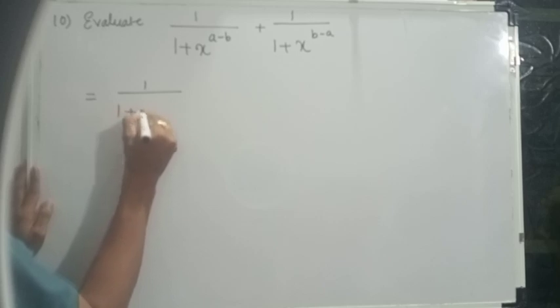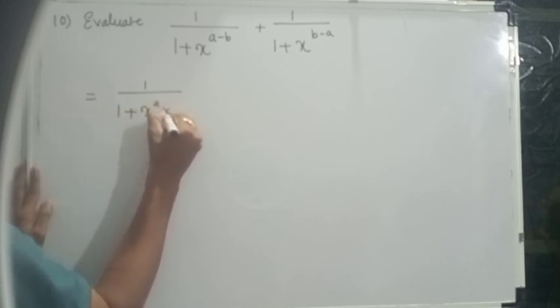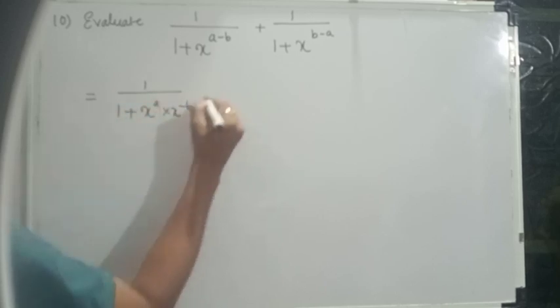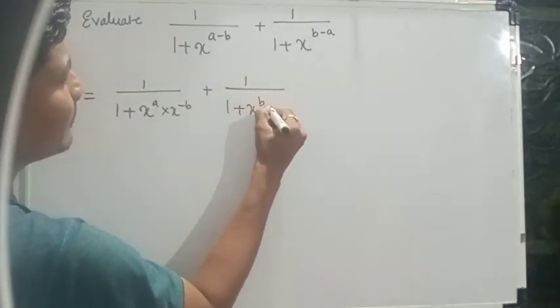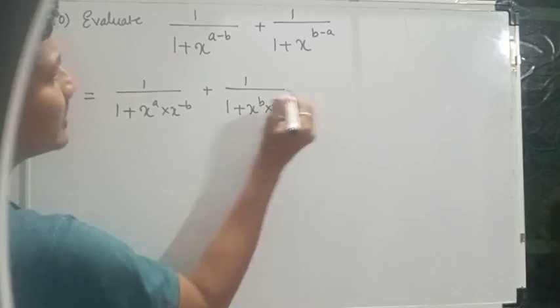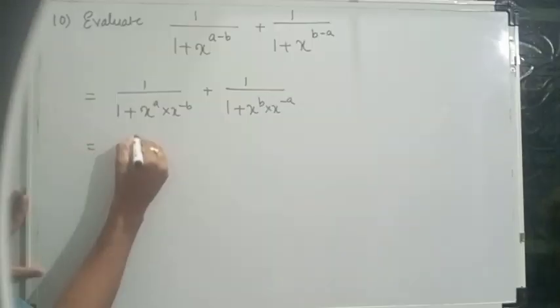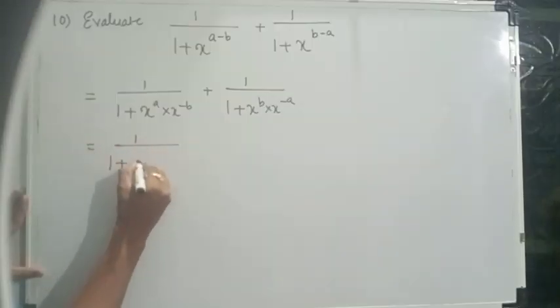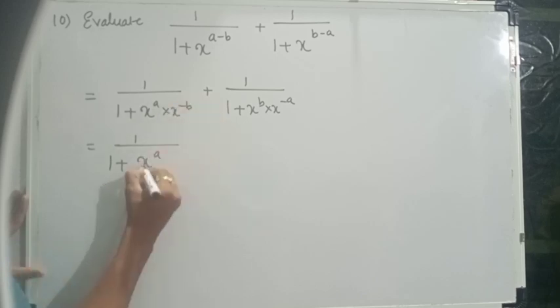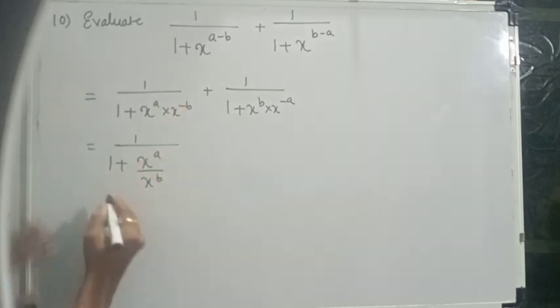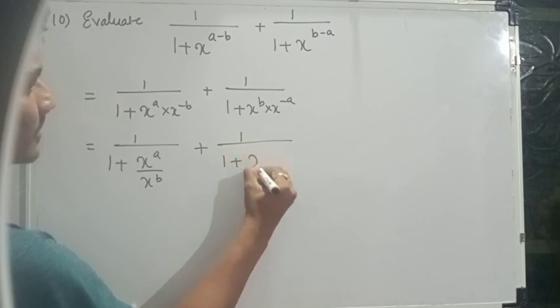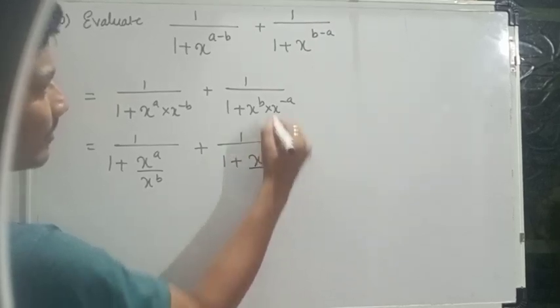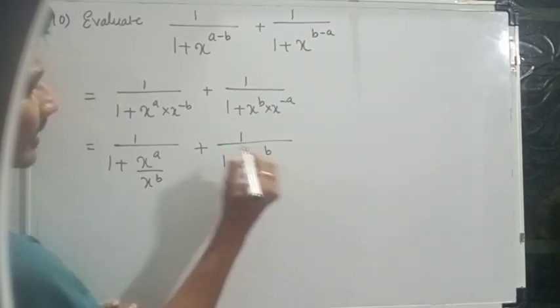I am rearranging this. X to the power A minus B can be written as X to the power A into X to the power minus B, and this can be written as X to the power B into X to the power minus A. What I do here, 1 plus X to the power A, I will bring it to the denominator, X to the power B plus 1 upon X to the power B to the X to the power A.